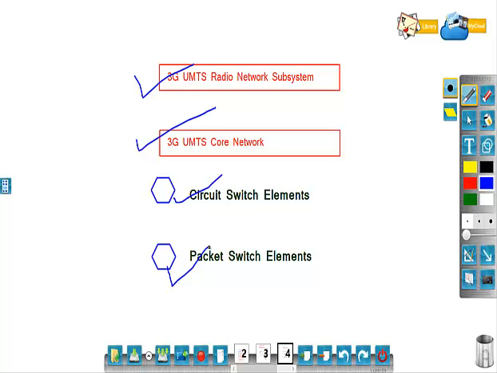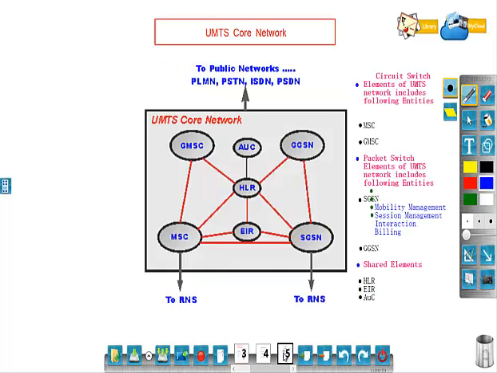So this is all about your 3G UMTS core network. Now we'll get back to the main topic, the UMTS core network. So what is this UMTS core network? The circuit switched elements of the UMTS core network architecture include the following network entities. We are going to cover these first: the MSC and GMSC. These are the circuit switched elements of the UMTS network which play the major role in that section.